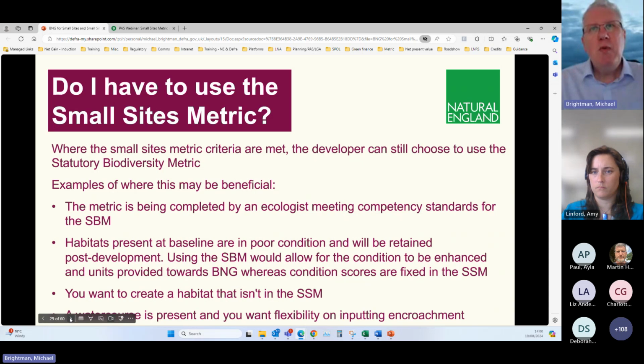Also, an example of using the statutory biodiversity metric would be when you want to create a habitat that isn't in the small sites metric, so one of high or higher distinctiveness, and also where there's a watercourse present and you want flexibility on inputting encroachment.